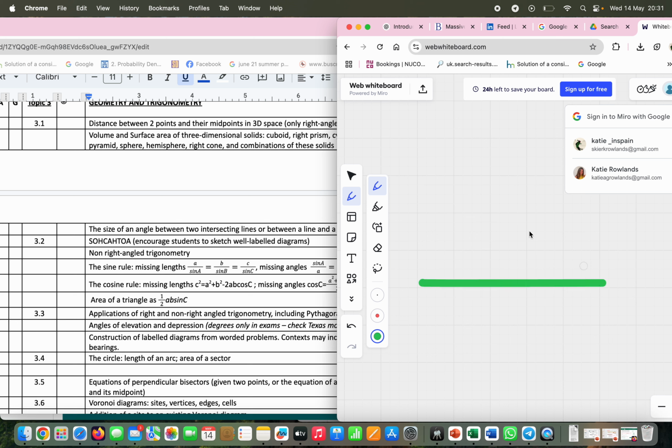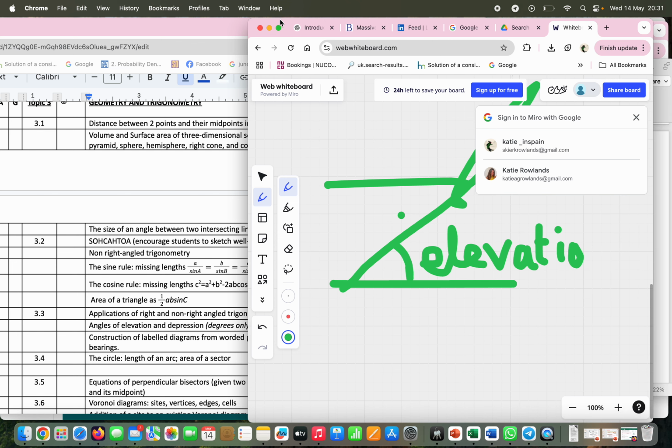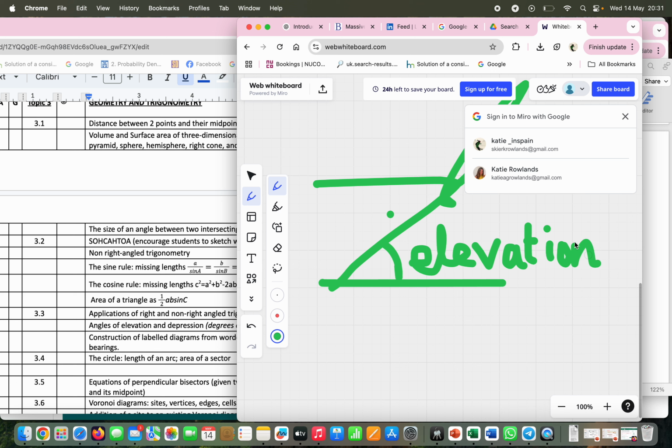Next thing, angles of depression and angles of elevation. These are all to do with Z's. So if we've got a Z angle, the angle of depression and elevation is the following. This is the angle of elevation because it's the angle looking up from the ground, and then the angle of depression is going to be the opposite angle, or the alternate angle, which is this one here.